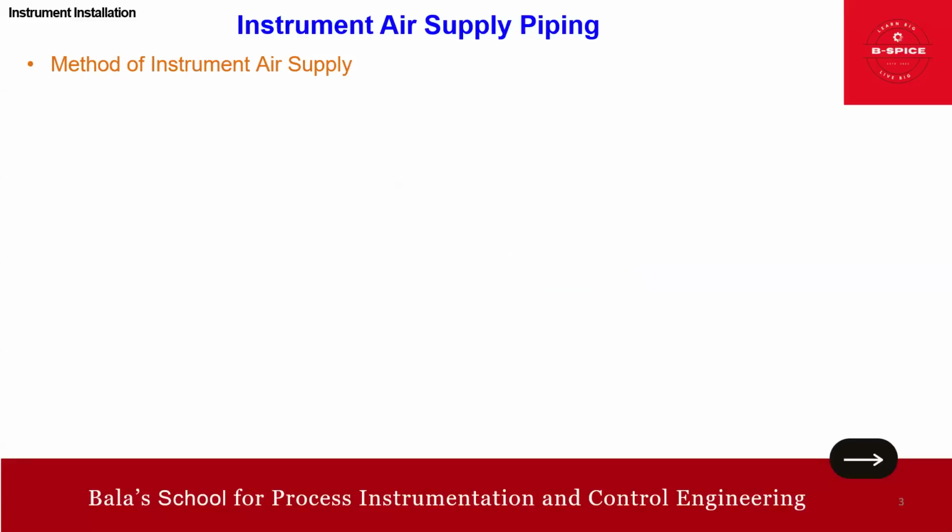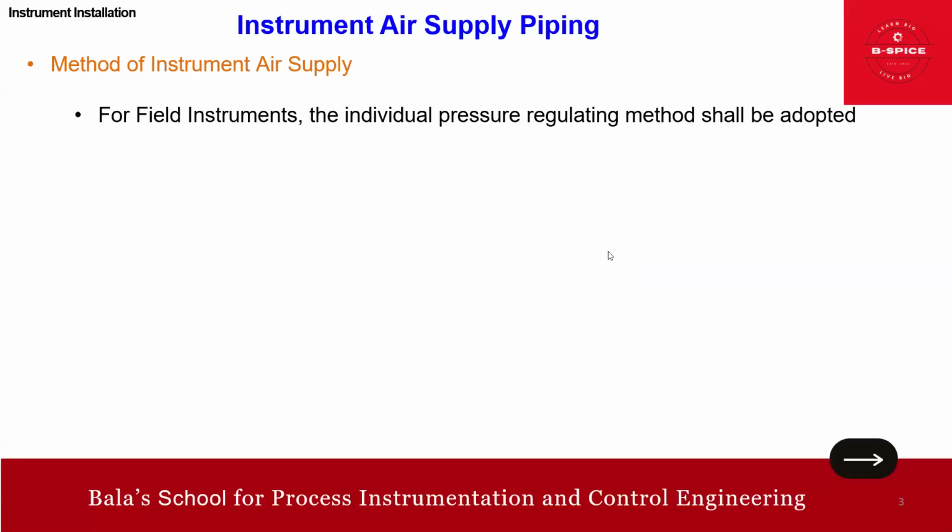See, in this design of instrument air supply line, what is the method of air supply? Of course, as we all know, for field instruments, the individual pressure regulating method shall be adopted, meaning the field instruments will be there and the supply will be individually regulated with the help of a valve. After the tapping, you will have the valve. Then after that, it will be distributed to the particular instruments.